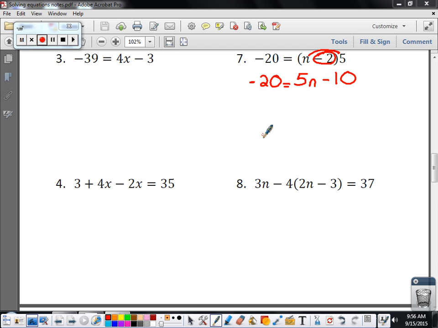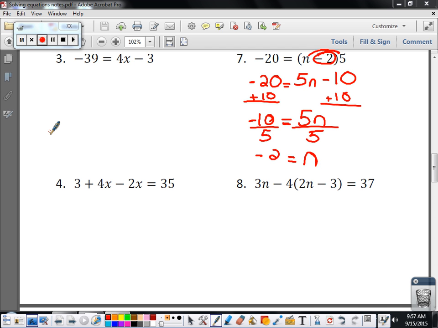Add 10 to both sides because I'm trying to get n by itself. Add 10 to this side, add 10 to this side. Make sure you put your lines underneath. Bring down the equal sign. Negative 20 plus 10 is negative 10. Bring down the 5n. What's next? Divide by 5. What's negative 10 divided by 5? Negative 2 equals n. There's your answer.